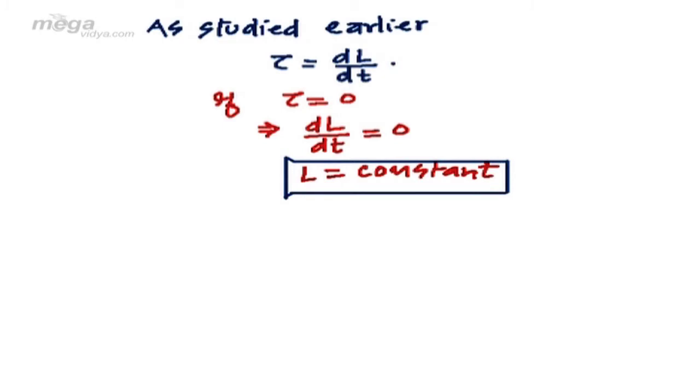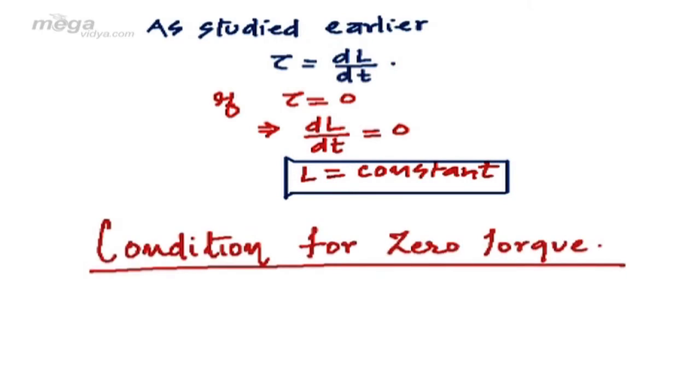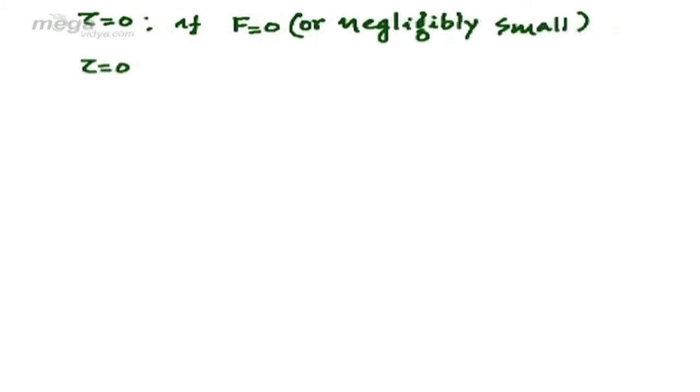Now let us see the condition for the torque to be 0. As we have already studied, torque is equal to R F sin theta. Thus torque will be 0 if R is equal to 0, which means that the force passes through the axis of rotation. Secondly, we can say torque will be equal to 0 if force is equal to 0 or negligibly small. Finally, torque is equal to 0 if sin theta is equal to 0.